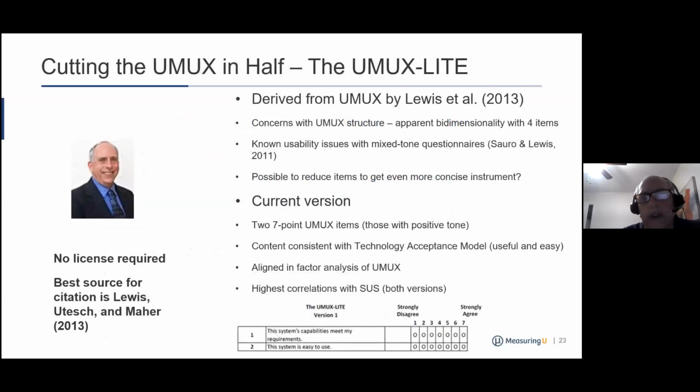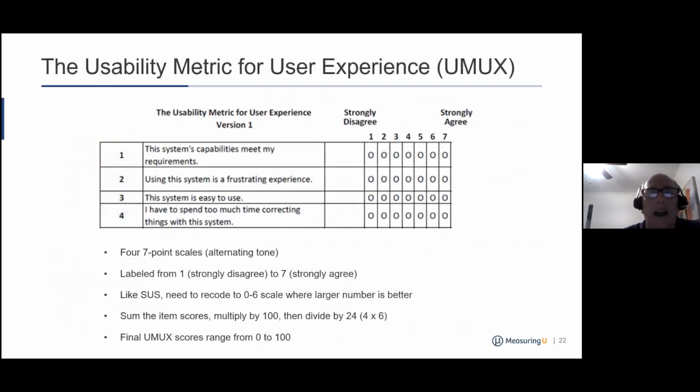But what was also exciting was that when we looked at the UMUX structure, there was some bidimensionality in the metric based on the positive and negative items. Just like the SUS, there's a rotation. Items 1 and 3 here are positive statements. Items 2 and 4 are negative statements.